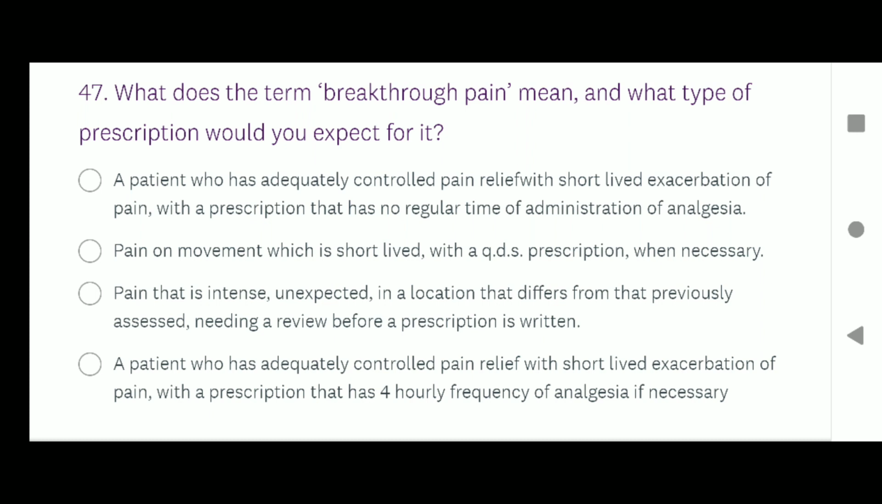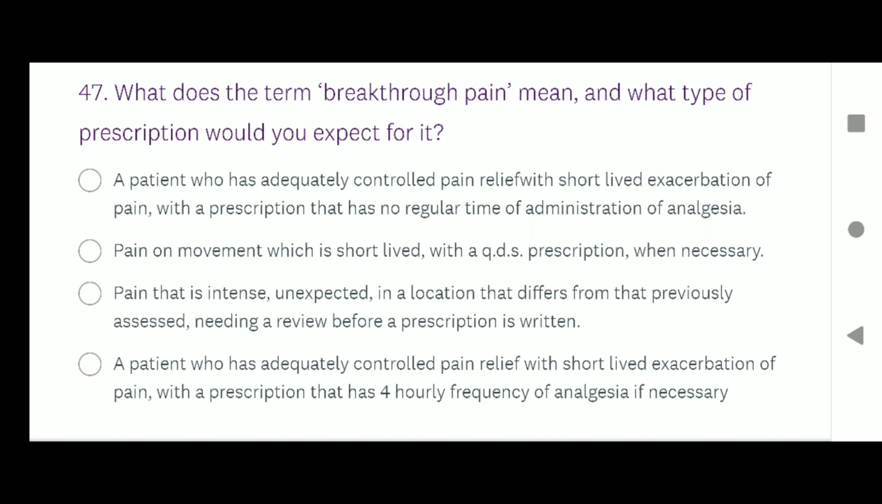So I told you the question is very easy, but I don't think the answer is that easy. So it's very tricky in fact. So the right option is option A. How many of you have got it right? Anyways, if you have found it confusing, I'll give you a short note on breakthrough pain.